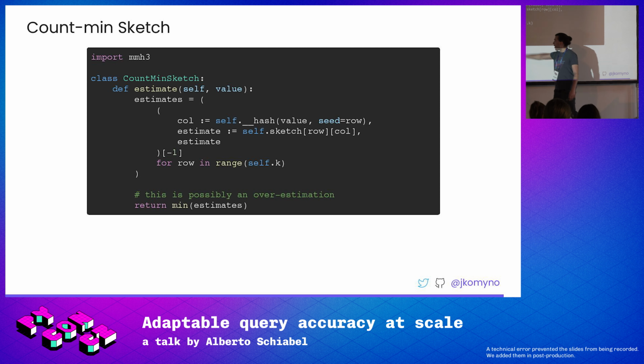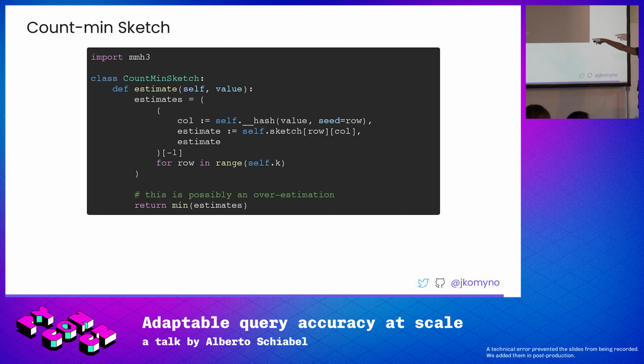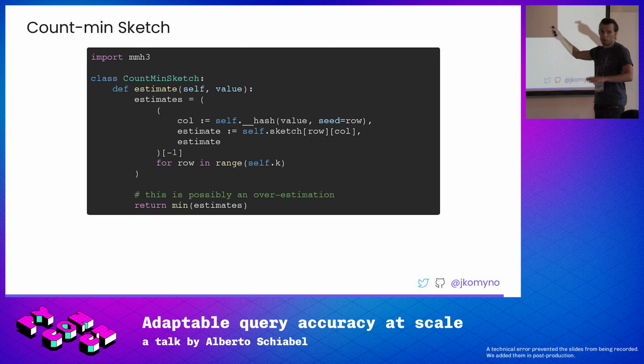How to read that? For every row in the k range, and row would be like the iterate of your hash function, we first of all select the column, then we select the estimate, which is just the value in the matrix at the column and row position. Then we return the estimate. And we select the latest element of this list via this -1 at the end. And we just compute the minimum after that. We compute the minimum and we return it as the answer of how many times the value appeared in the dataset from before. This could be an overestimation.